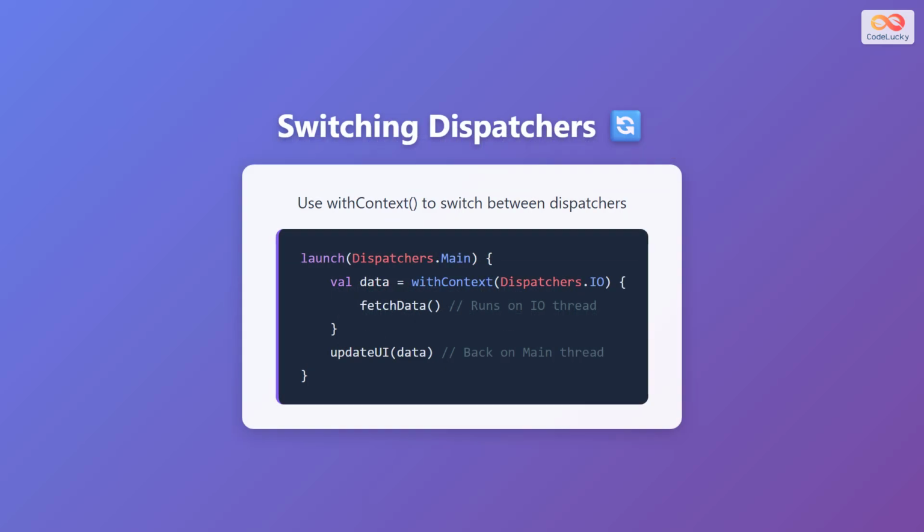One of the most powerful features of coroutines is the ability to switch between dispatchers seamlessly using the withContext function. This allows you to start a coroutine on one dispatcher and switch to another for specific operations. In this example, we launch a coroutine on the main dispatcher, then use withContext to switch to the I/O dispatcher for fetching data. Once the data is fetched, execution automatically returns to the main dispatcher, where we can safely update the user interface. This pattern is extremely common and helps you write clean, efficient code that runs operations on appropriate threads.